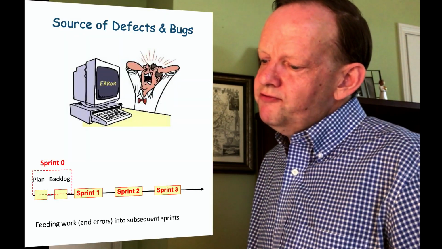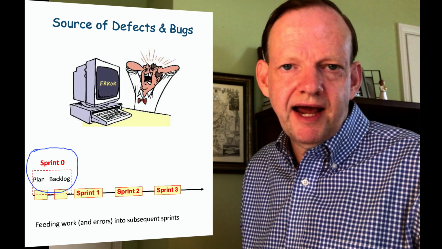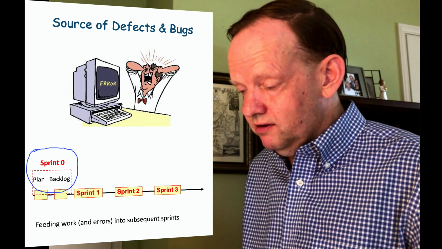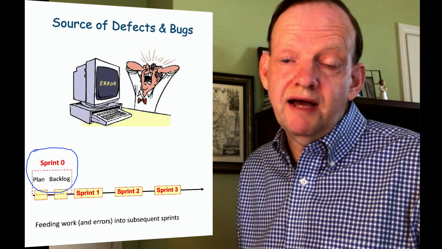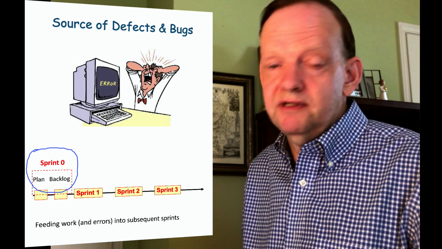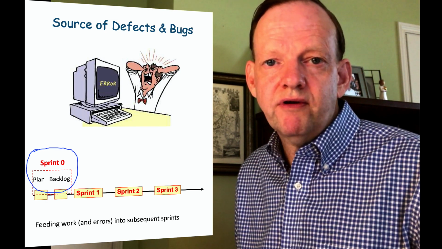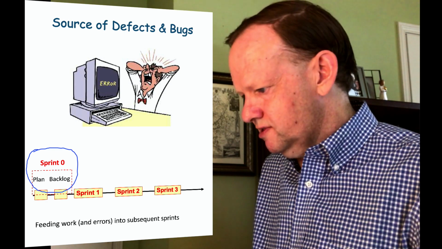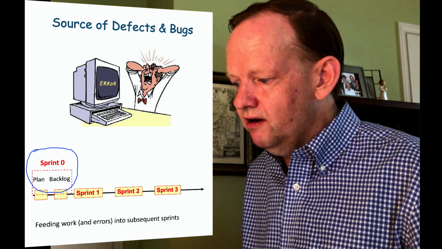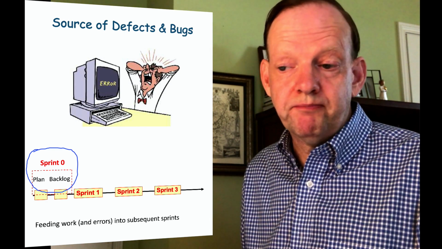So you can see that if we have mistakes in our plan, mistakes in our backlog, then we are feeding work and maybe errors into subsequent sprints. So it's very important to add things to our activities to find those defects early on before they become major problems.